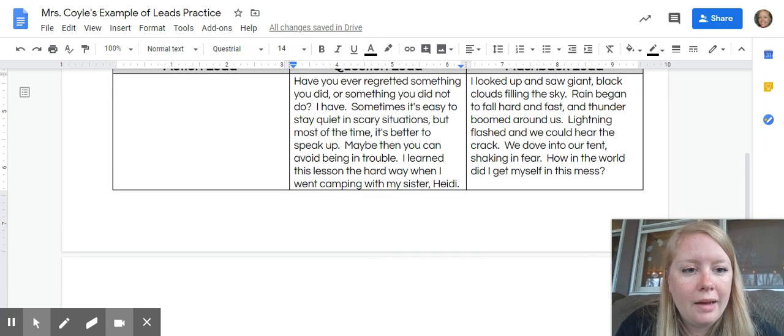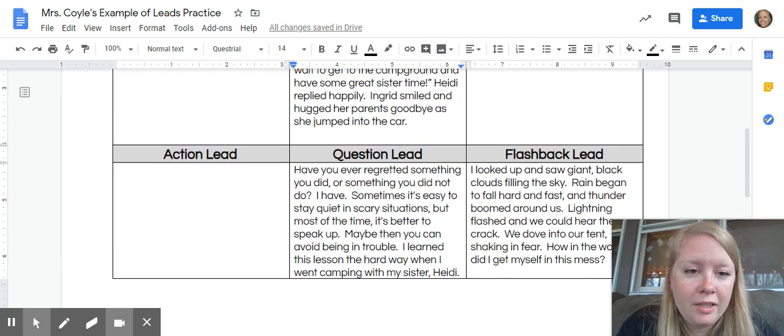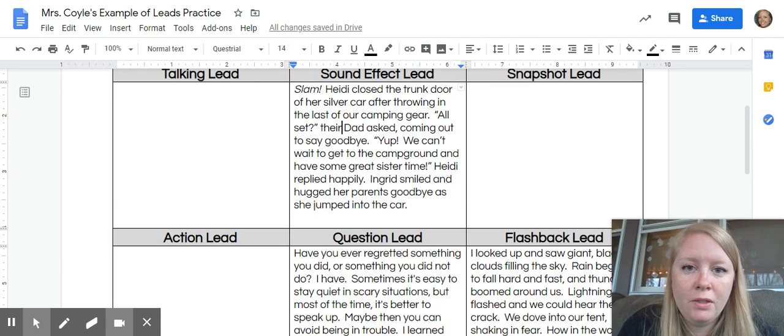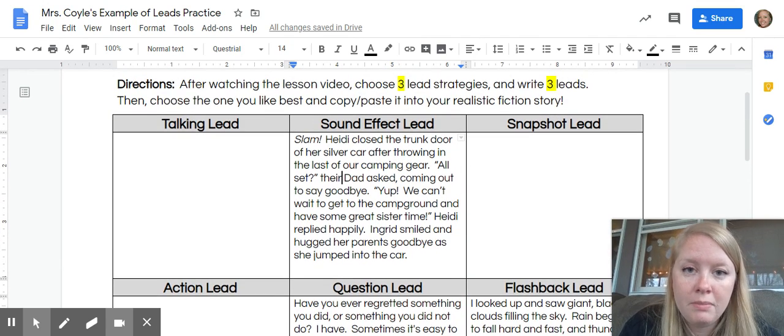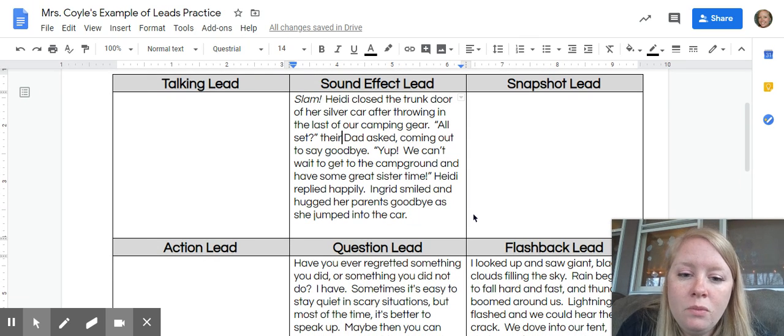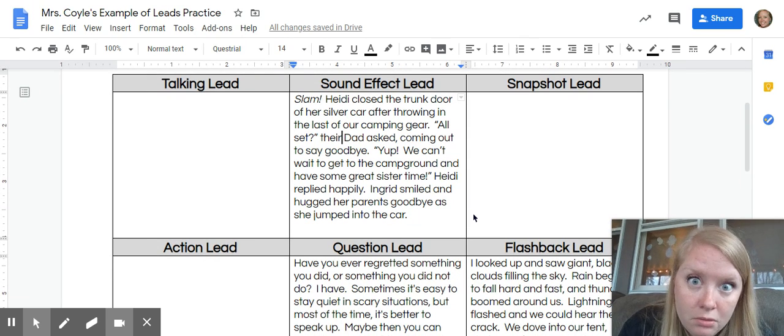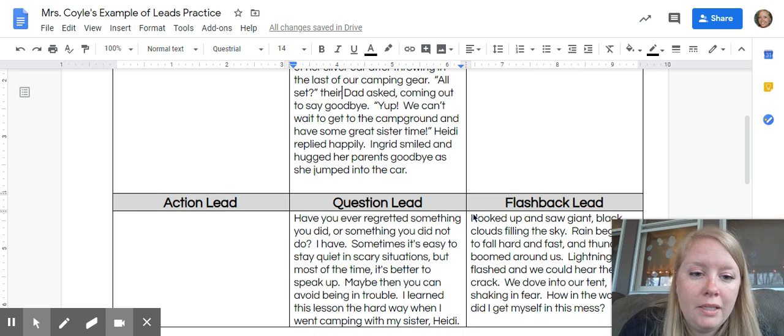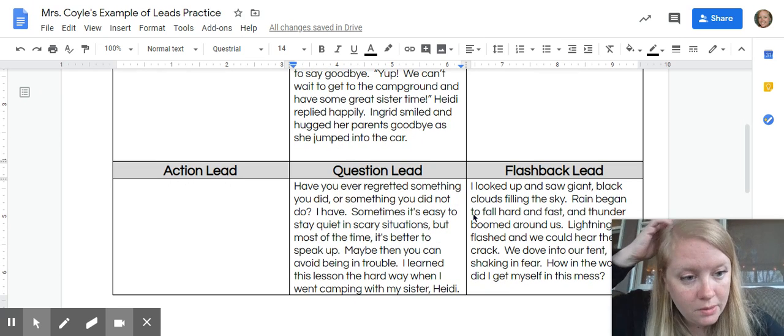So these are several different strategies you can try. Remember, you're only doing 3 and you're submitting that to your teacher. And then whichever one you like the best, you can do all of them if you want. Whichever one you like the best, you copy and paste it into your story.